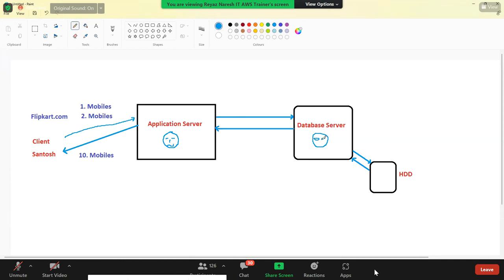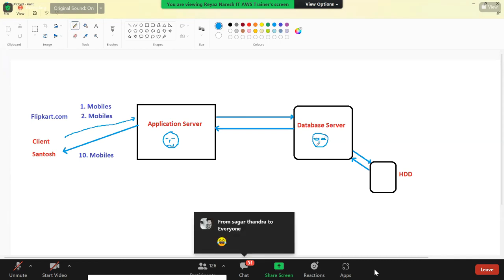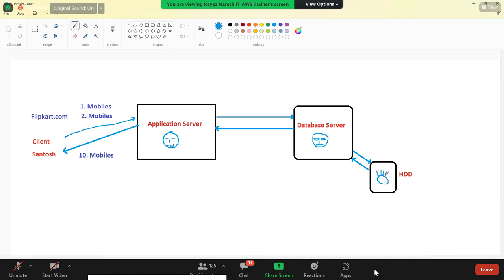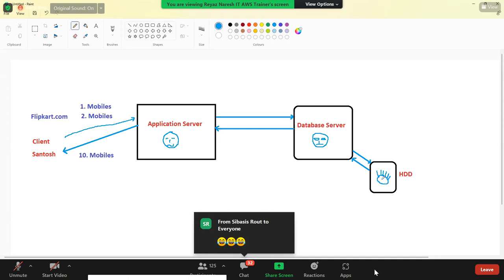So how many times should I retrieve the data? And don't ask me about the hard disk. Hard disk will always be in current shock mode. What's happening? Why are you guys kicking me? Right? So this is the actual original feeling of these servers.